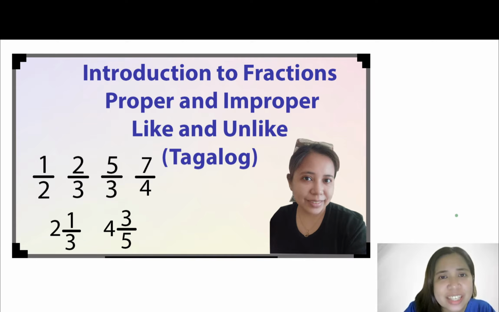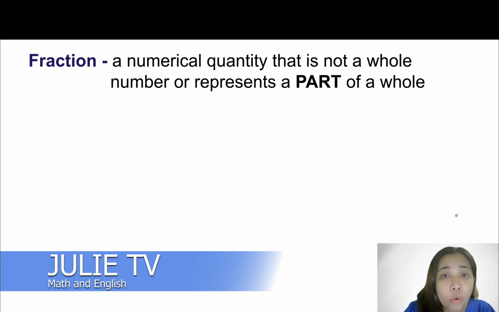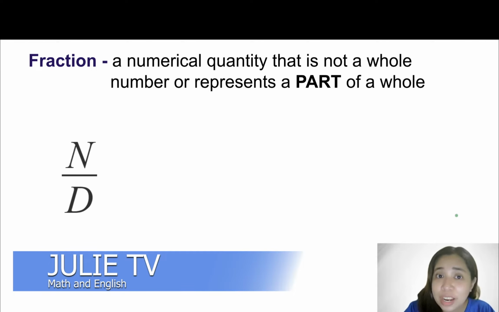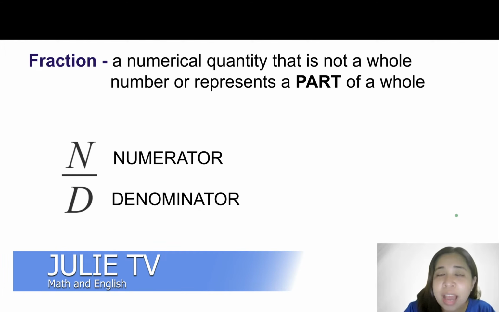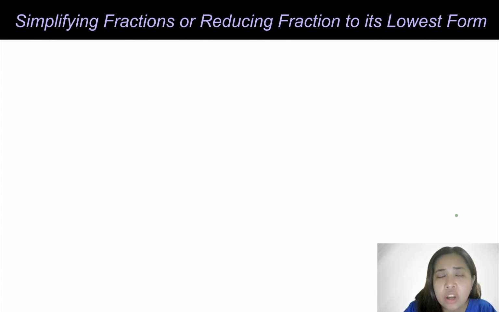So fractions is a numerical quantity that is not a whole number, but it represents a part of a whole. Okay, so bali mayroon tayong dalawang parts ng fractions. We have the numerator, which is yung nandun sa taas ng linya, at yung nasa baba naman is called the denominator. So paano nga ba simplify ng fraction o paano ito i-reduce sa kanyang lowest form?